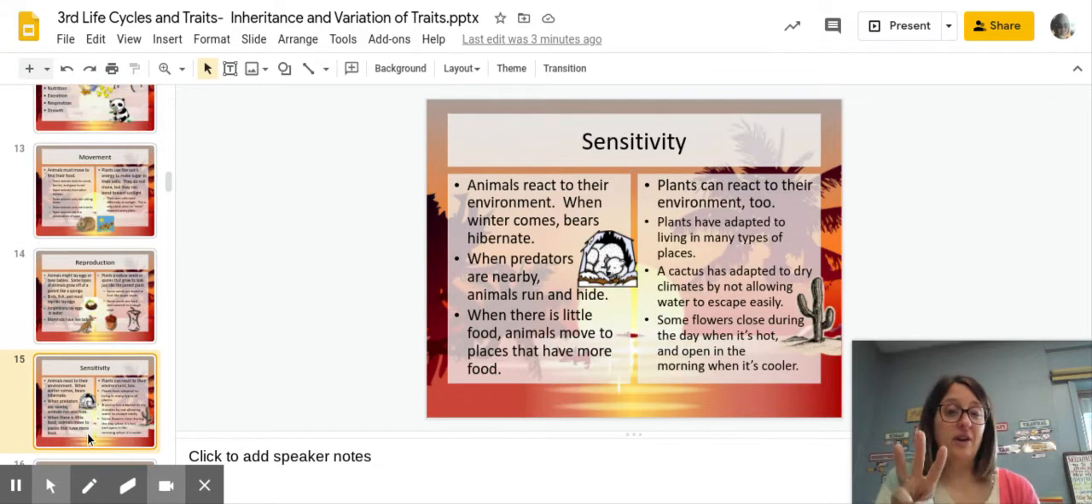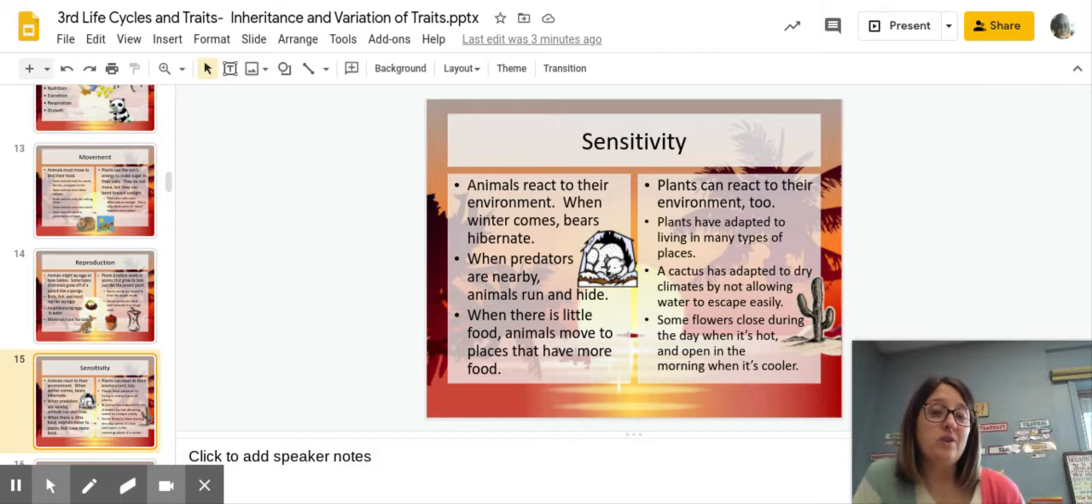The third thing that makes all living things alive is that they're sensitive. So animals react to their environment. What that means is that as it's getting colder outside, you and I aren't dressing the same as we dressed maybe back in July. We add layers of clothing. We wear shoes instead of flip-flops. As it gets even colder, we put on a coat because we are sensitive to changes.